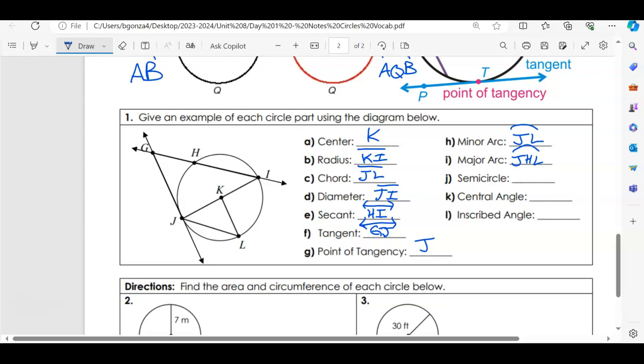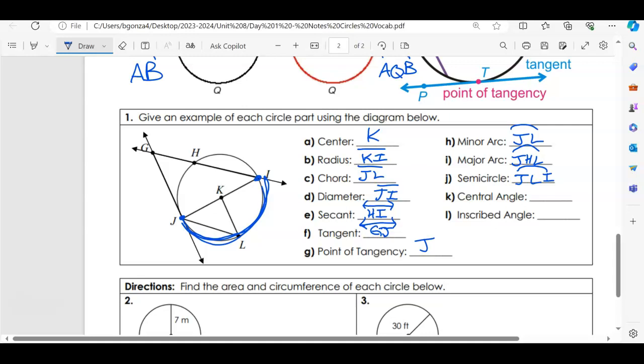My diameter we said was J to I, right? So my semicircle has to go from J to I, right? Let's go this way. Even on a semicircle, you need 3 letters, okay? So it'll be J, L, I. Semicircle connecting the diameter's endpoints, okay?